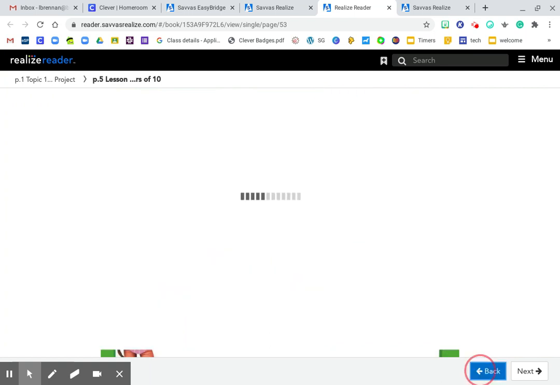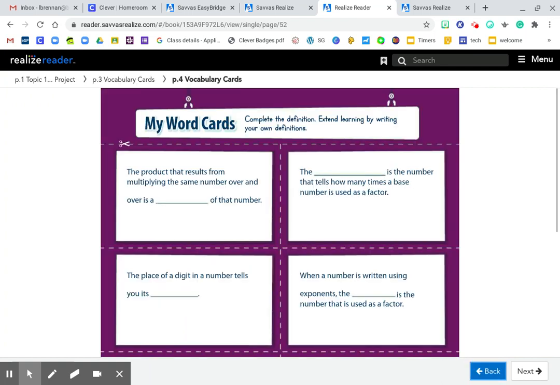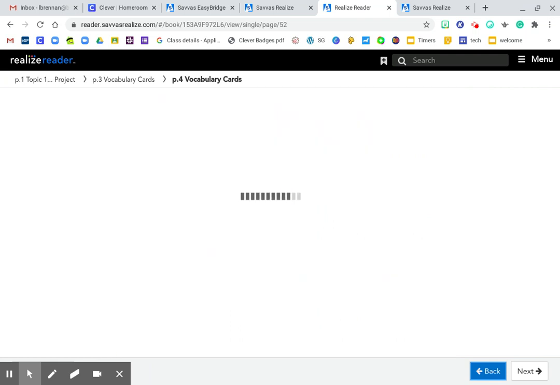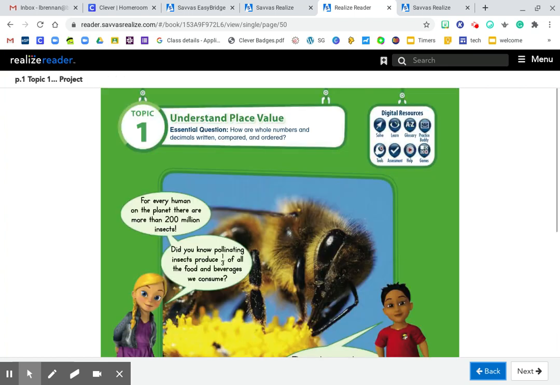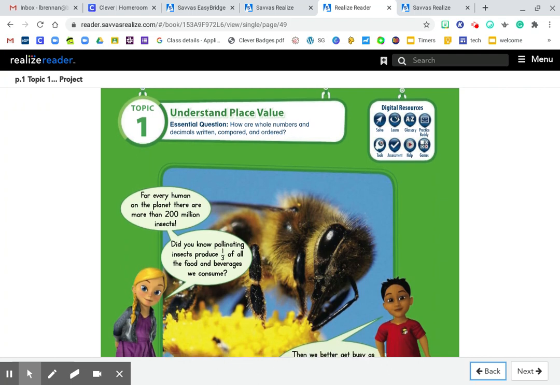But what I'd like to go over today is introducing the topic, and we only do this at the beginning of each topic. So even though it's Tuesday, you have a couple things to do today, not just lesson 1-1. We also want to do a quick review of the topic. The main idea in the topic is place value. The essential question is: how are whole numbers and decimals written, compared, and ordered?